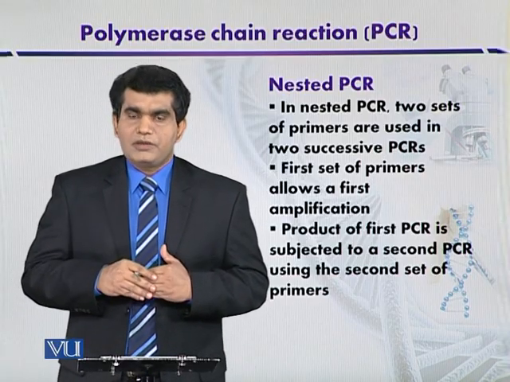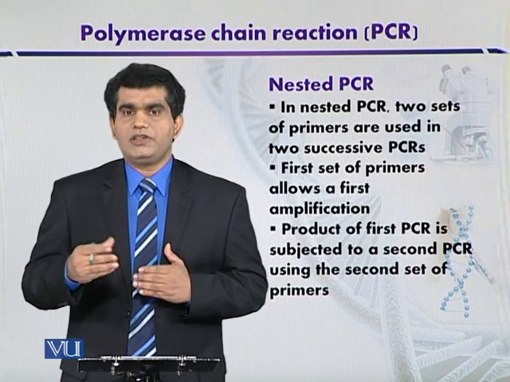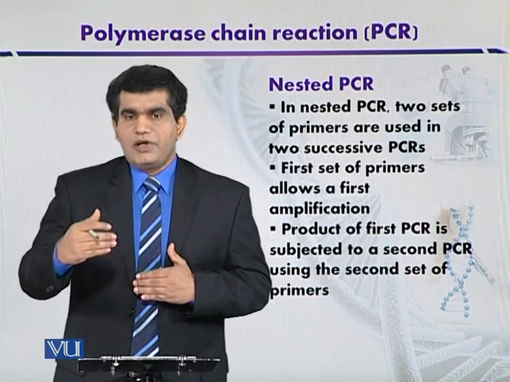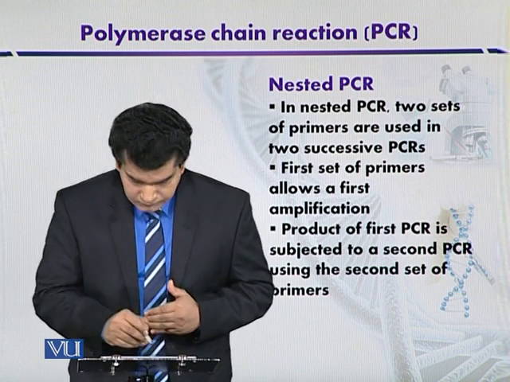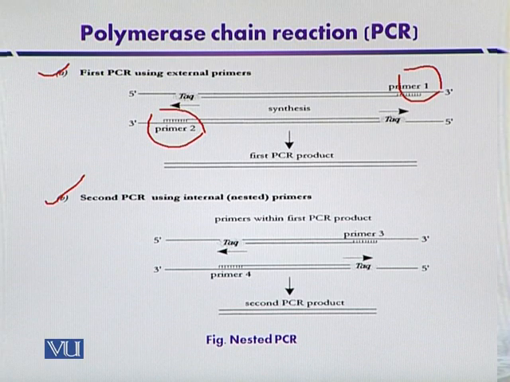So what may be the basic reaction? Again, we will explain it diagrammatically, what the actual situation or outline for nested PCR may be. So this process can be divided into two steps, here A and B. In the first step, the first PCR using external primers, that is, by using an external set of primers, we can perform amplification. That is, primer 1 and primer 2 are binding here. So we can start the amplification.